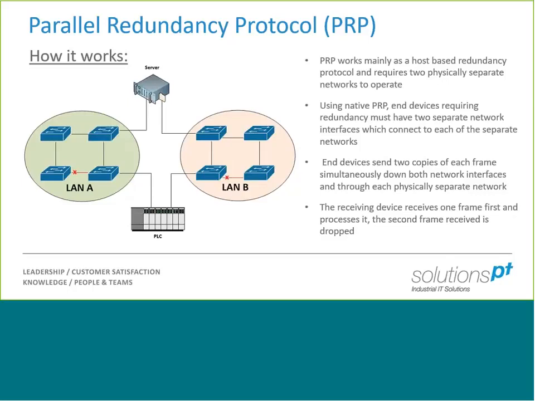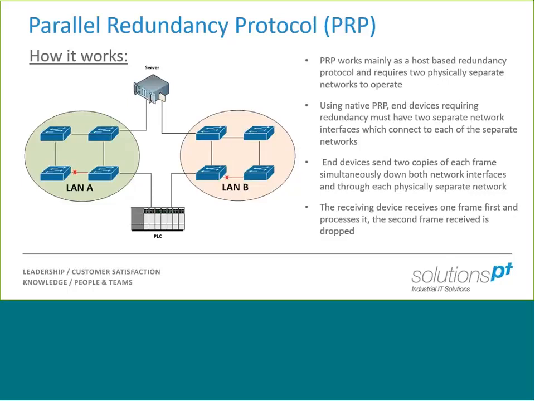Now, the receiving device is configured in the same way. So in this example, we've got our server at the top, also with 2 network cards, one into each LAN. It will receive both frames. It will look at the control information on the frame to determine what frame this is and if it's a duplicate, and obviously the first one that arrives will be processed, and the second one, which will arrive ever so slightly after, will be dropped. So this allows us for an entire network to fail.